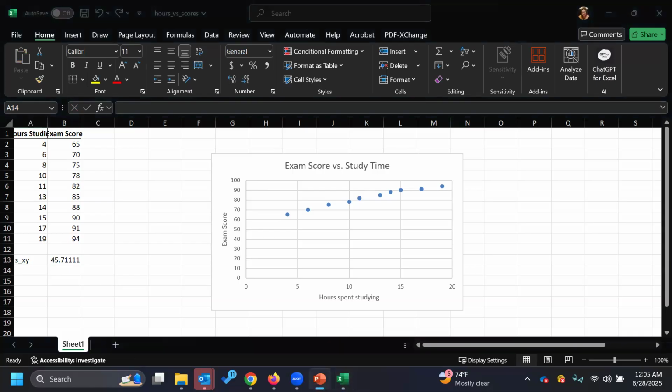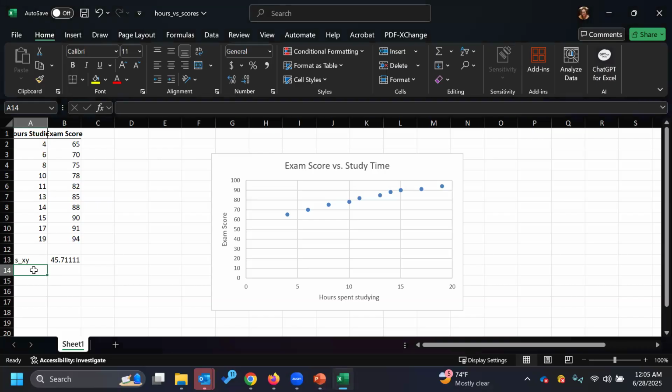Okay, now the positive sign tells us that as hours studied increases, exam scores tend to increase as well. The magnitude isn't standardized, so we won't compare it across data sets, but it's useful for computing the correlation R. So now let's look at getting that correlation. So our formula for the correlation is that covariance, and we also need the standard deviation of X and the standard deviation of Y.